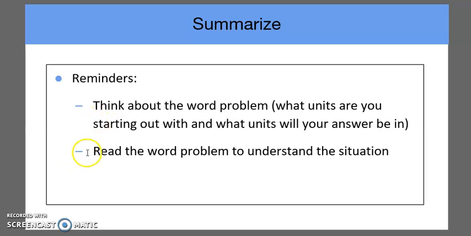And the last reminder is read the word problem to understand the situation. This might mean you may need to read the problem several times, annotate, highlight, underline keywords that will help you understanding what the problem's about. So now we're going to get into some word problems and see how we can use these helpful hints to help us get to our solution.